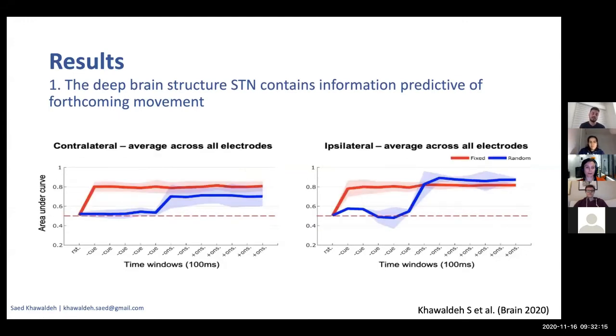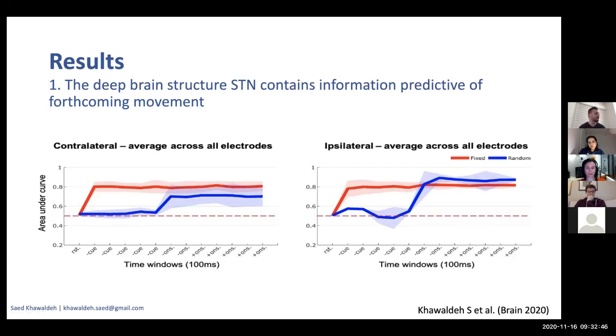So this is the average across all the subjects which we have. You can see in red the fixed paradigm, and in blue the randomized paradigm. For the fixed paradigm, we're getting an 80% accuracy at all task periods, even before the actual execution of movement. However, for the randomized paradigm in blue, we are getting only 80%, or something like 75%, only when the patient knows which type of movement they will be doing.